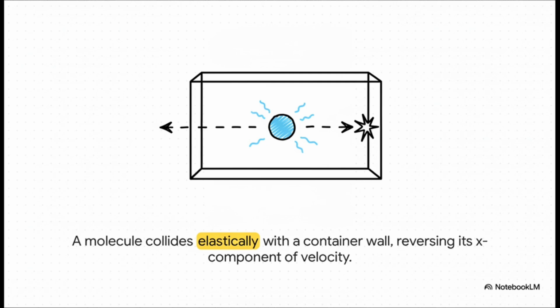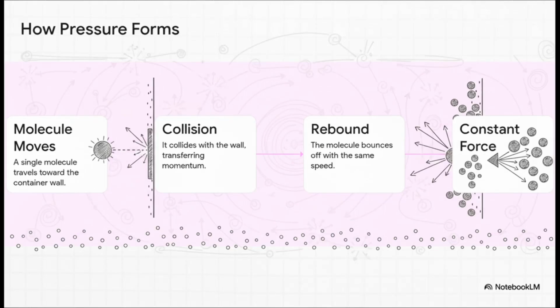Picture it. It's flying straight towards one of the walls. It hits the wall, bam, and bounces right off. And because we're saying these collisions are perfectly elastic, it bounces back with the exact same speed it had before, just going the other way. Okay, so that one little bounce gives the wall a tiny, tiny push, a little transfer of momentum. Now take that one tiny push and multiply it by trillions of molecules hitting that wall and every other wall every single second. What do you get? You get a constant, steady, combined force, and that force is what we feel as pressure.